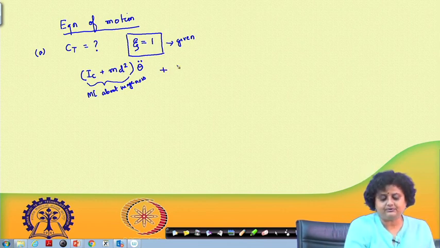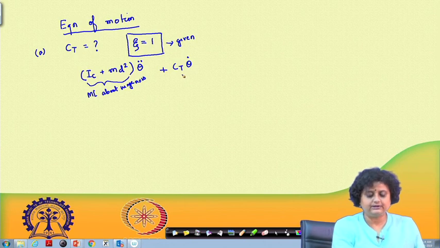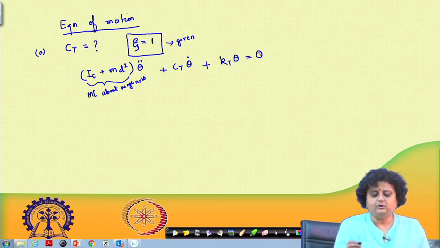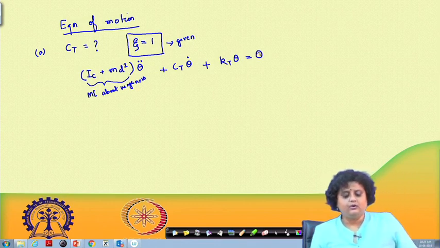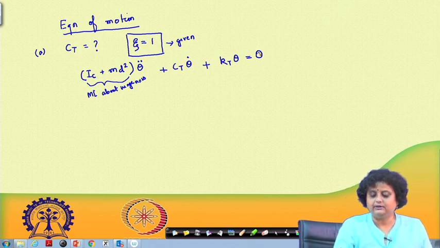Then I have CT into theta dot, where CT is the damping coefficient given by the pneumatic door stopper, and then of course I have the spring moment, which is KT into theta. That is equal to 0 since no external moment is applied to the system. So, let me first find these parameters.